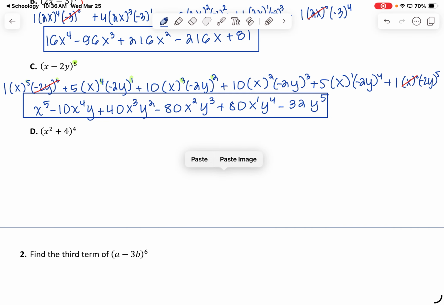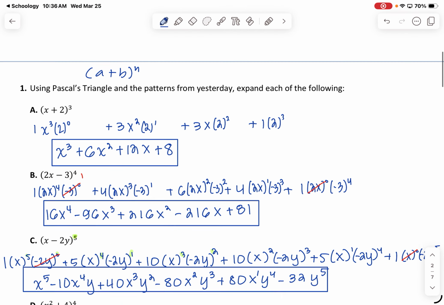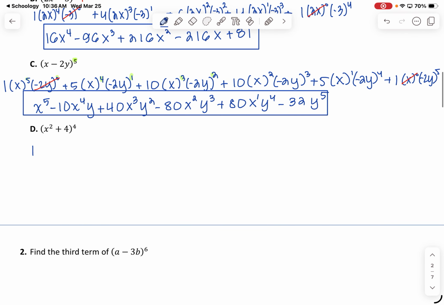All right, last one. This is a 4th power. So if I go to n equals 4, that's 1, 4, 6, 4, 1. So I'm going to do it the way I did it before. I feel like I was making fewer mistakes. I think I was getting caught up in my own work here.